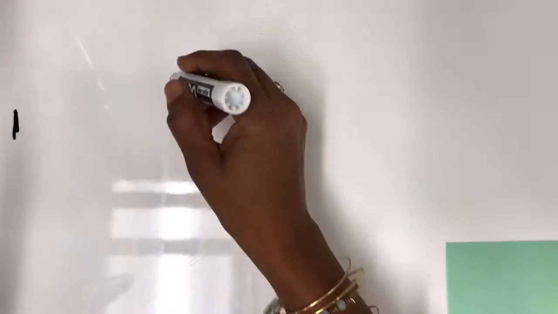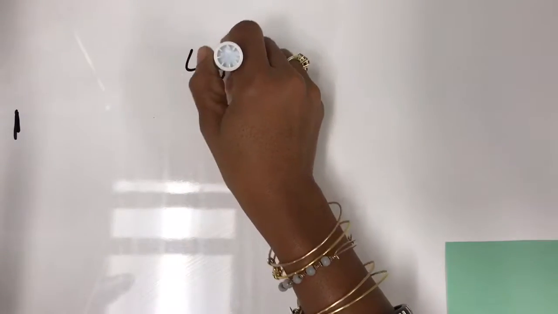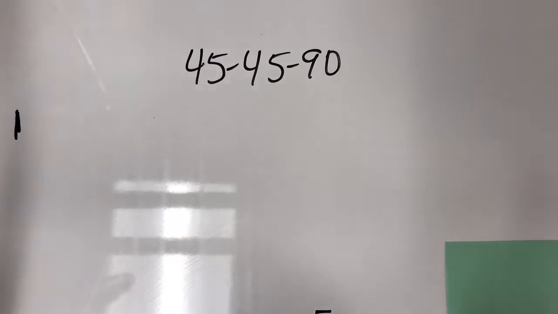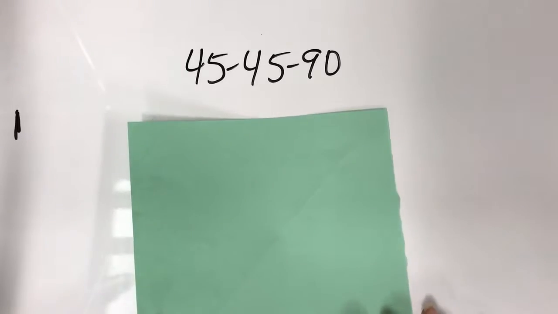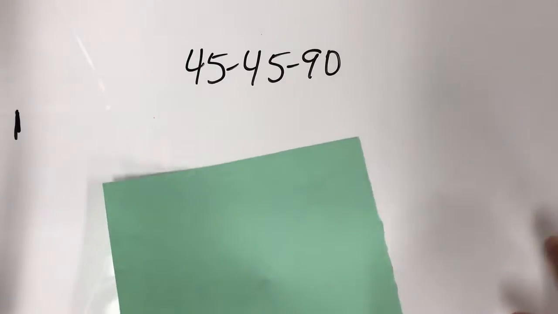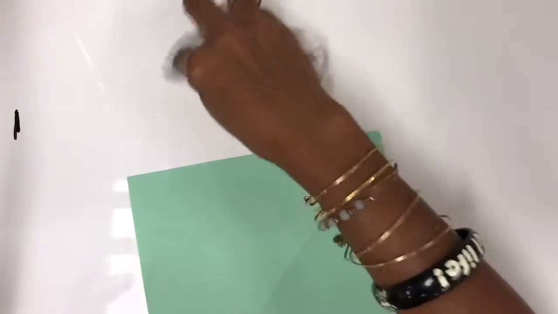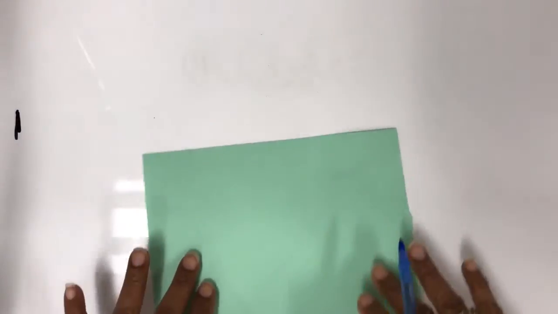Okay, so this is Miss Montgomery trying my hand at a video again, and we're going to talk about 45, 45, 90 triangles. And I'm going to show you two ways to understand why it's a 45, 45, 90 triangle. Okay, so you should be taking notes. Write that down, 45, 45, 90 triangle.